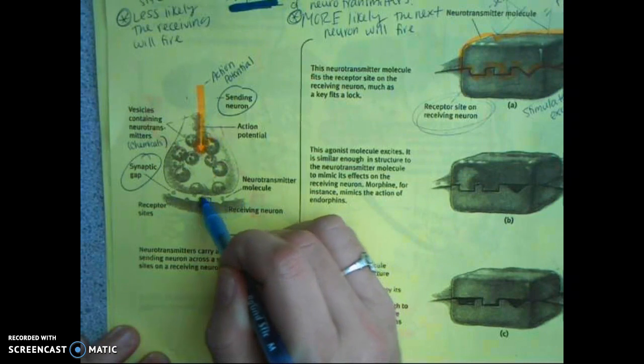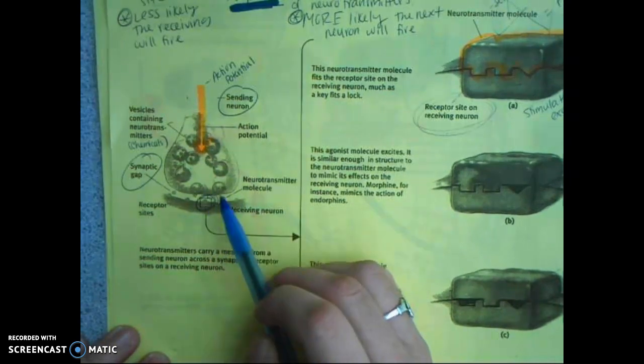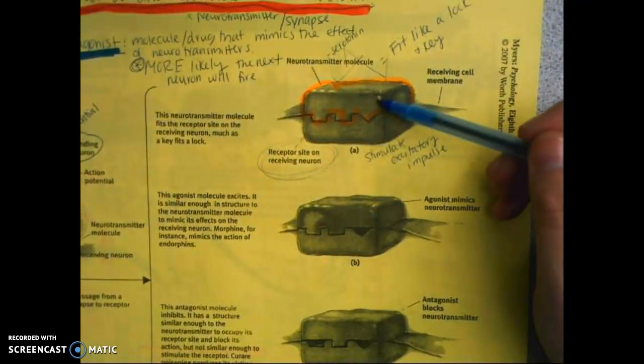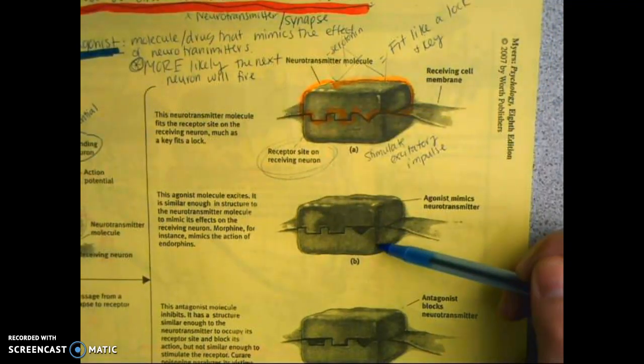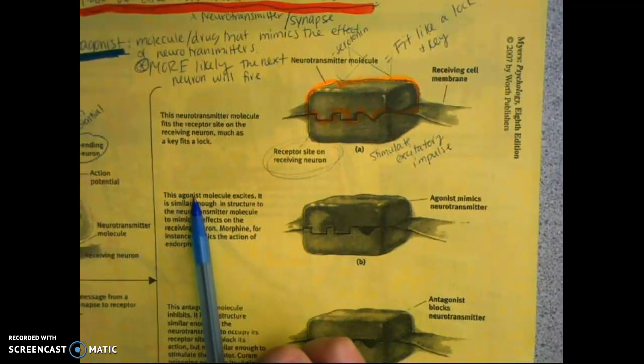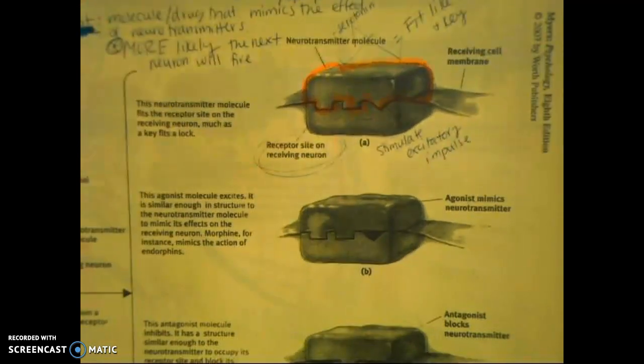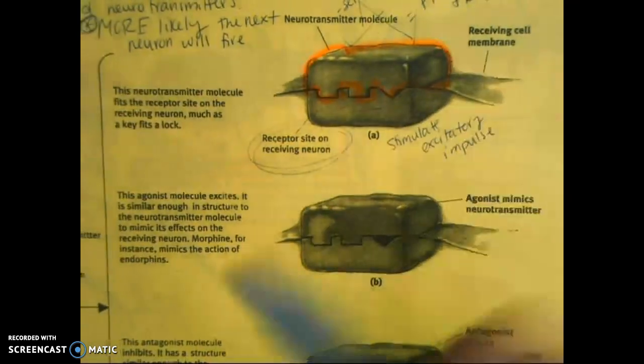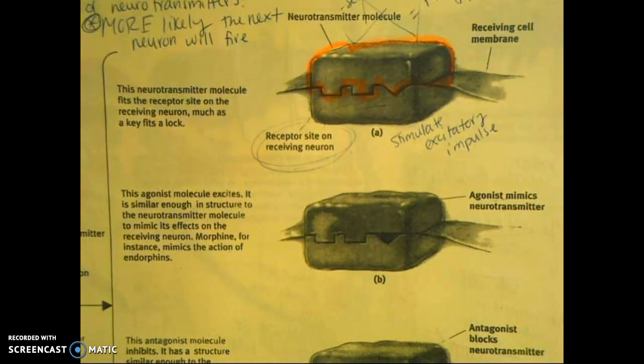So we're talking about what's happening in this square, right? These are some of our options. This would be like normal neural transmission. And B here, we're going to talk about agonists, right? Typically speaking, an agonist molecule is going to excite the receiving neuron, right? Now remember, an agonist is something that mimics a neurotransmitter.